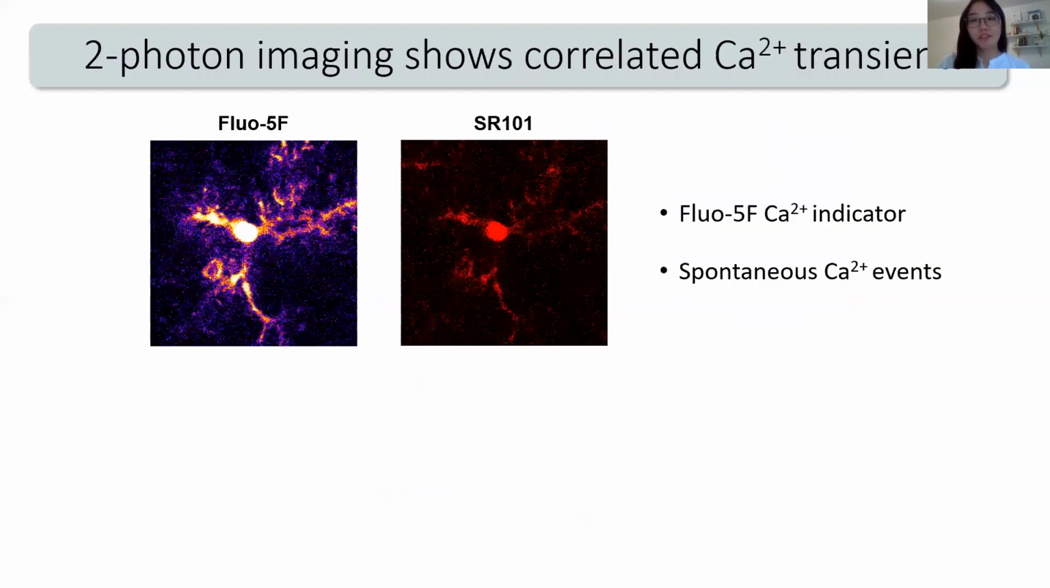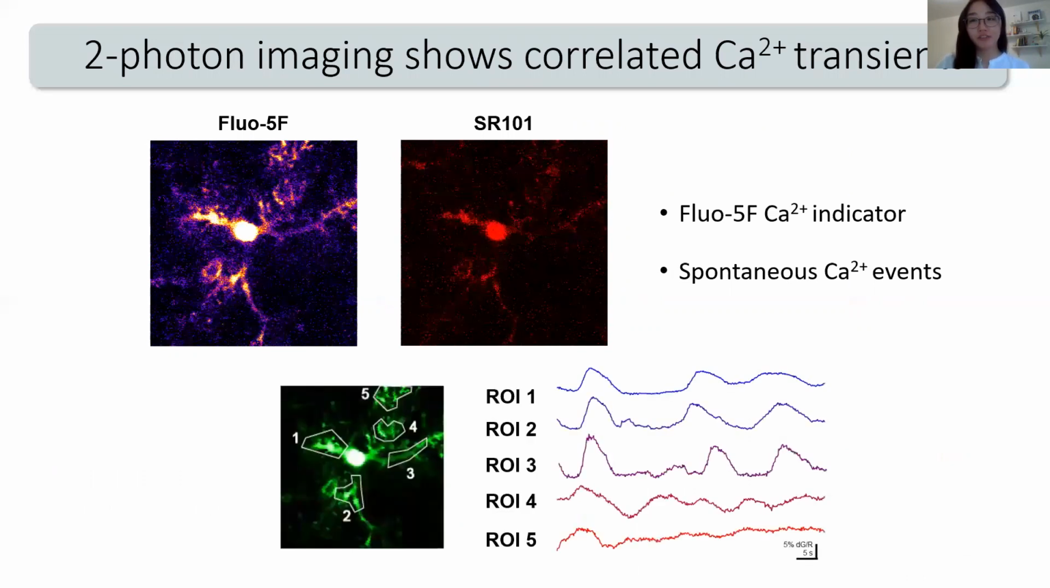Furthermore, loading the fluorescent calcium indicator Fluo-5F enabled us to see that calcium transients occur spontaneously in waves. By identifying different regions of interest, we can see that these transients start from one branch of an astrocyte and spread to other branches.